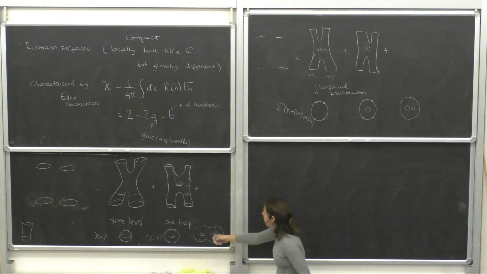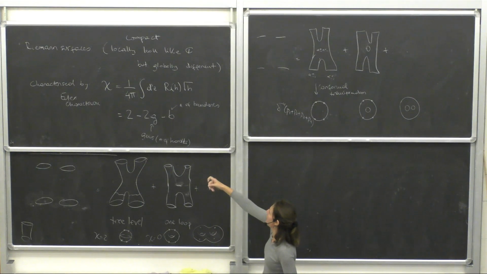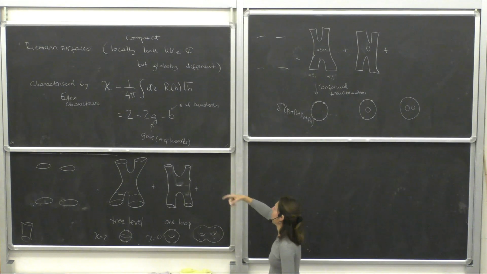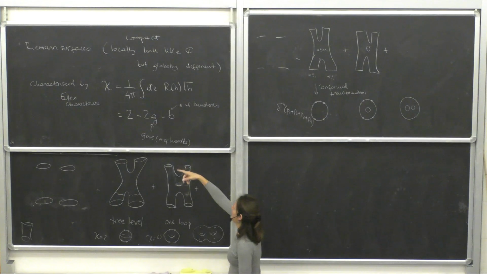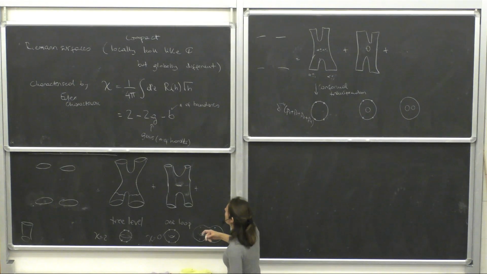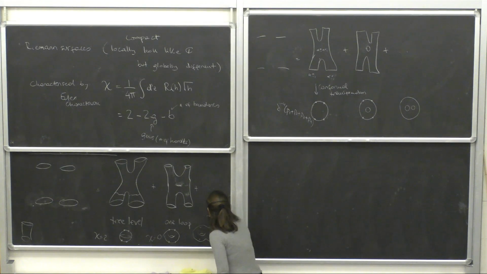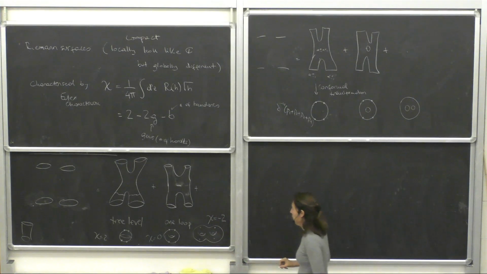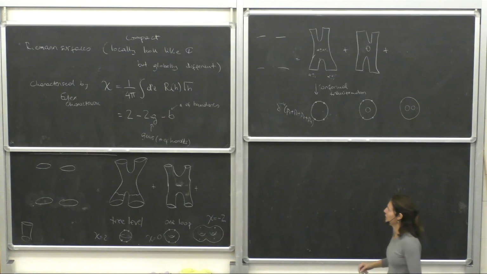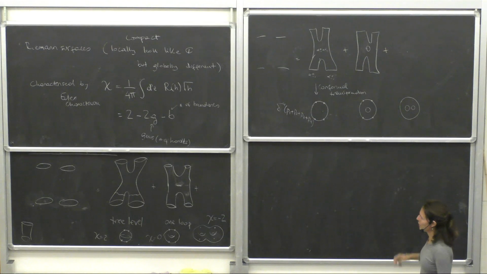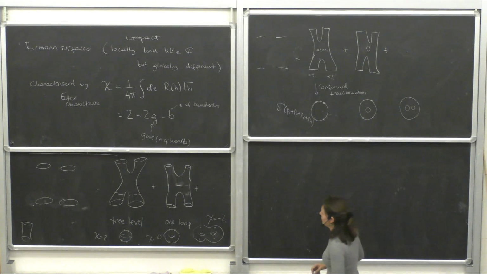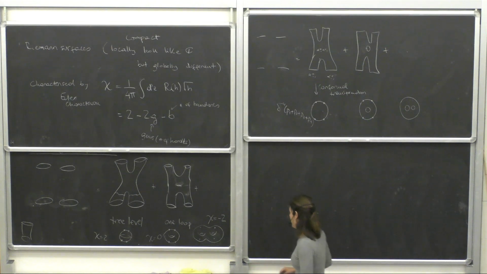Okay, the two loops. So you add a handle, and every time you add a handle, the genus increases by 1, and the Euler characteristic, or Euler number, decreases by 2. So this is chi equals minus 2, and you keep decreasing the chi.